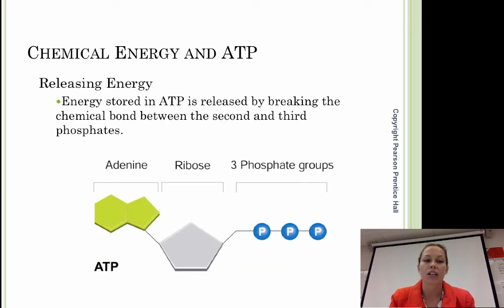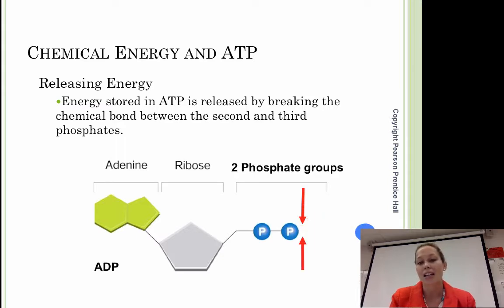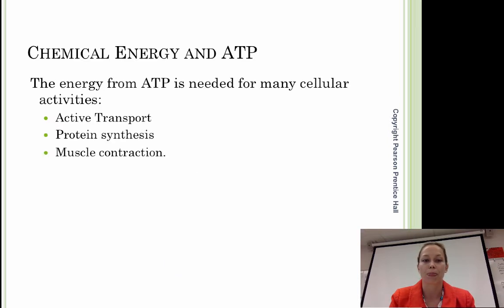In releasing energy, energy stored in ATP is released by breaking the chemical bond between the 2nd and 3rd phosphate groups. So here we have the adenine, the ribose, and our 3 phosphate groups, and we release energy from ATP by breaking the bond between the 2nd and 3rd phosphate groups, like so. So now we have ADP and a phosphate group that we've used to extract energy from.